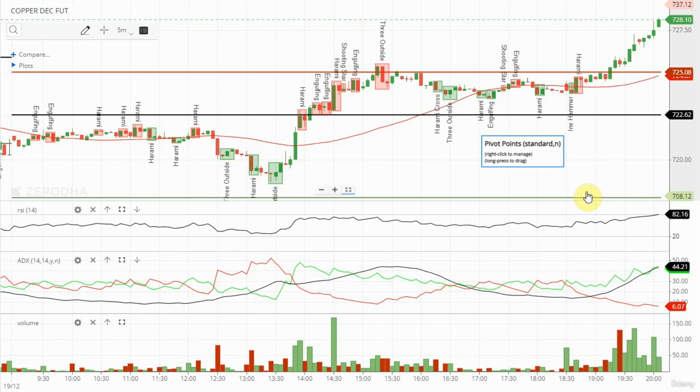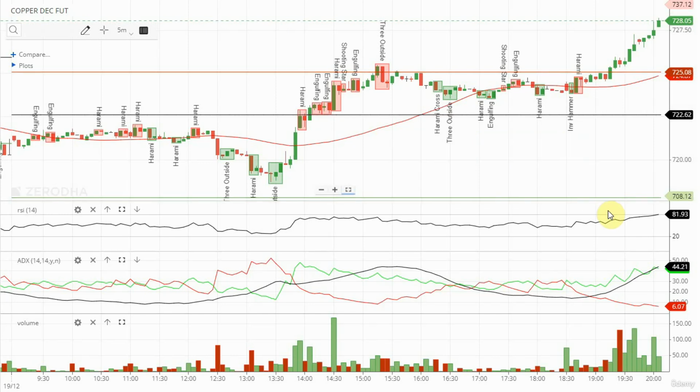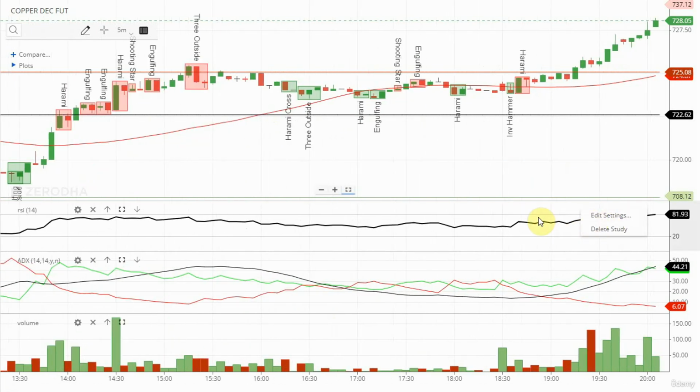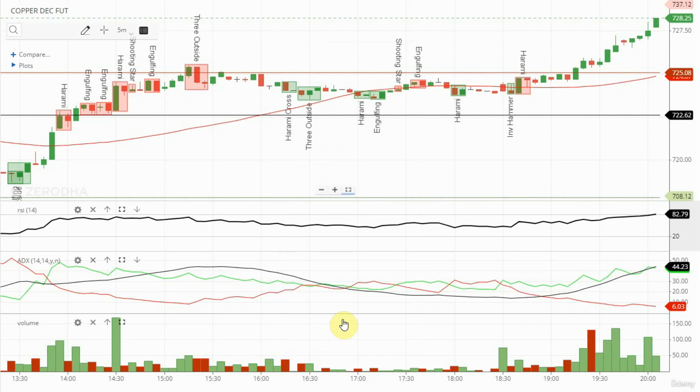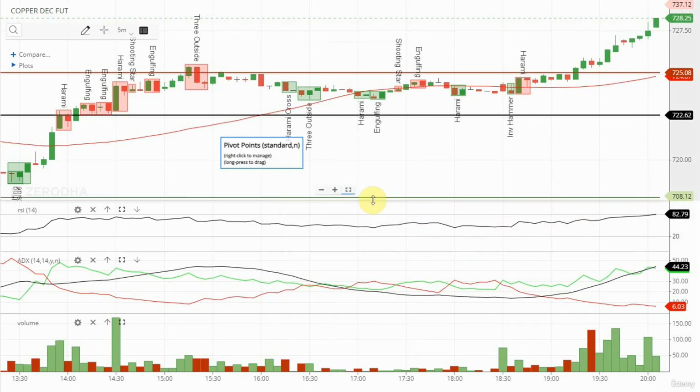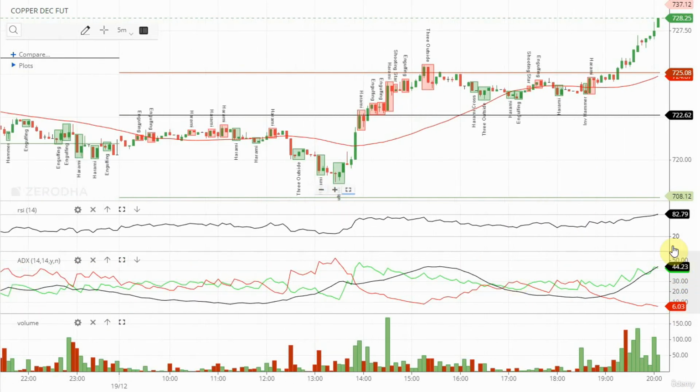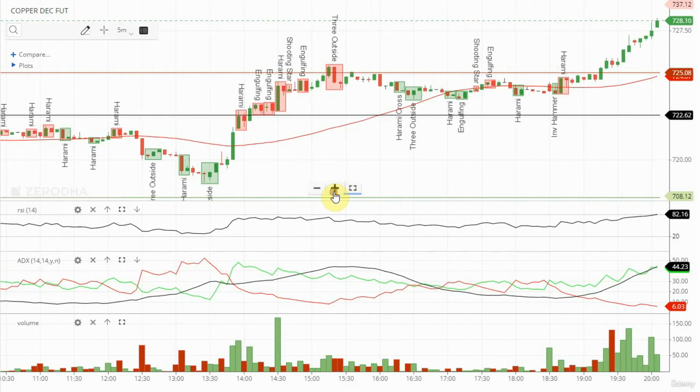and RSI has become above 82. So it is going into the overbought zone now. If I click here on the RSI value, you can see 80 and above is overbought and 20 and below is oversold. So you can see that momentum is still going because ADX is strong. So I think this should rally up to 730 today.